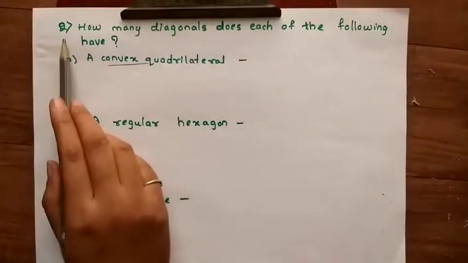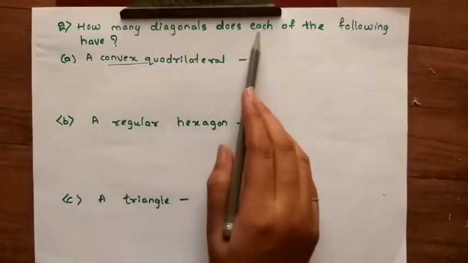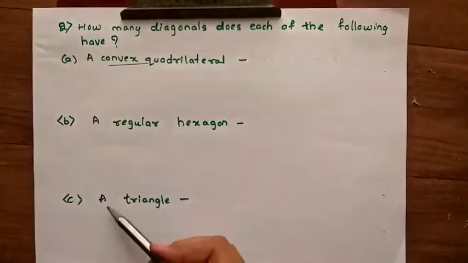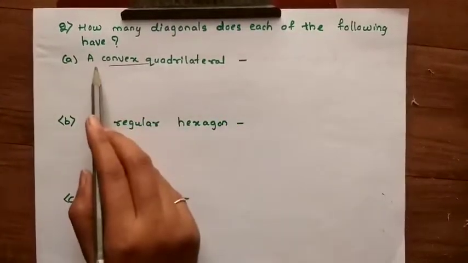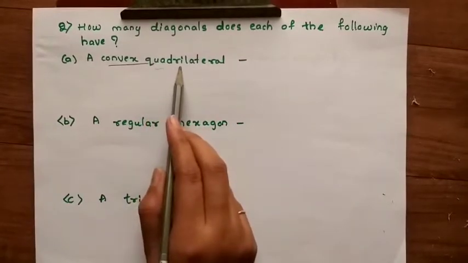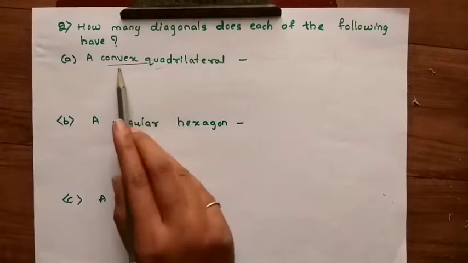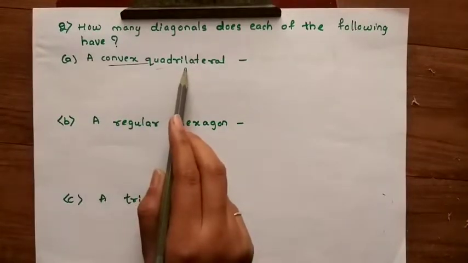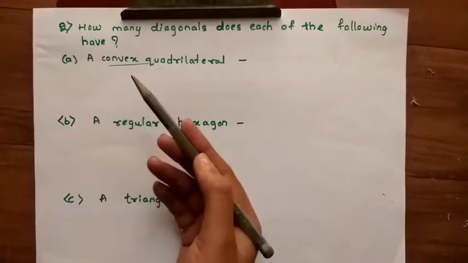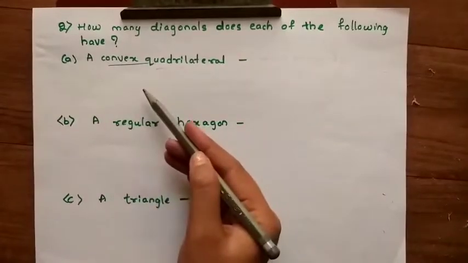Let's discuss example 2. The question given is: how many diagonals does each of the following have? In the second question, we again have 3 sub-questions A, B, C. The first one, a convex quadrilateral. Here, a quadrilateral means it has 4 sides, 4 vertices and 2 diagonals. A convex quadrilateral means in a quadrilateral the diagonals are inside of the figure.